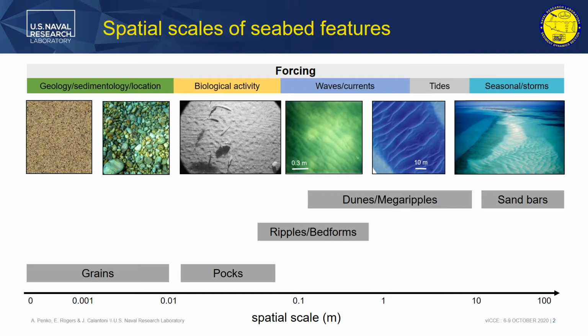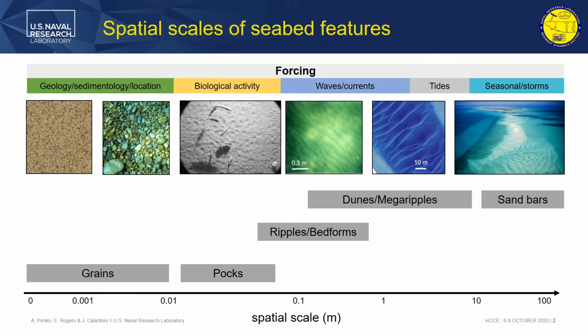So I'm first going to talk about the spatial scales of seabed features. These spatial scales vary over a large range, all the way from what I'm going to call roughness, which is sand grains and sand ripples, all the way up to bathymetry, and by that I mean sandbars. Different types of forcing cause variations and changes in each of these features.